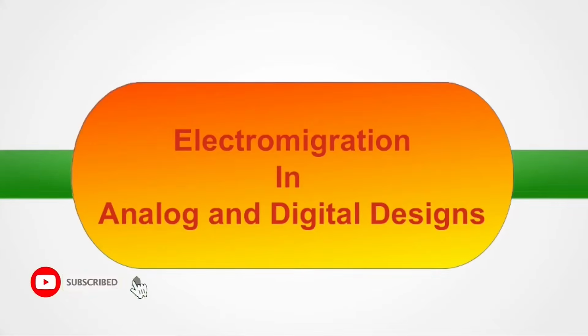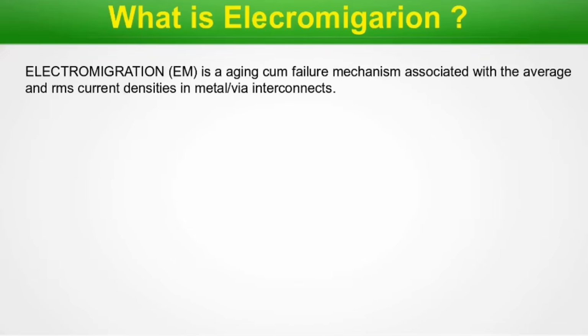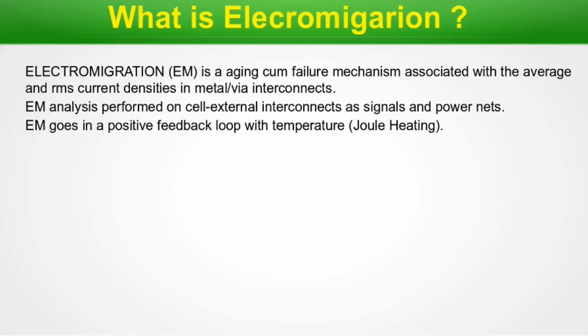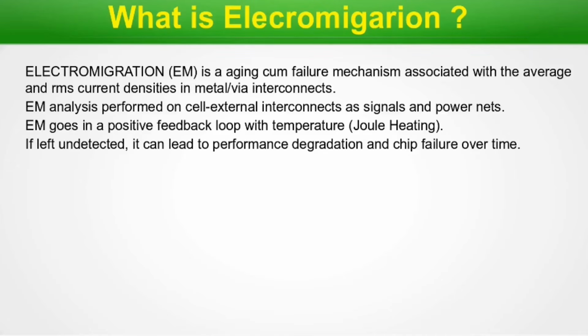Today we are going to discuss electromigration in analog and digital designs. So what is electromigration? Let's see. Electromigration, or EM, is an aging cum failure mechanism associated with the average and RMS current densities in metal or via interconnects. EM analysis is performed on cell external interconnects such as signal and power nets. EM goes into a very positive feedback loop with temperature Joule heating. If left undetected, it can lead to performance degradation and finally chip failure over time.